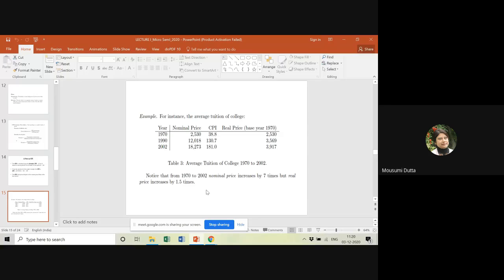So as students of economics, we emphasize these issues, and therefore the calculation of CPI and the calculation of nominal price are very important to us, so that we can analyze the data accordingly and analyze the situation in the right way.